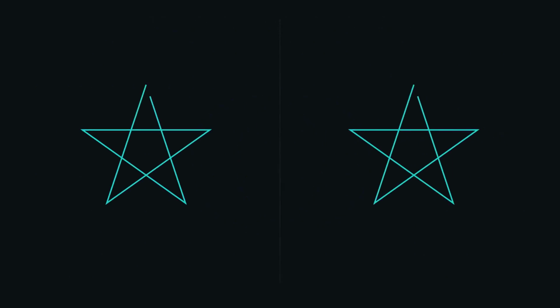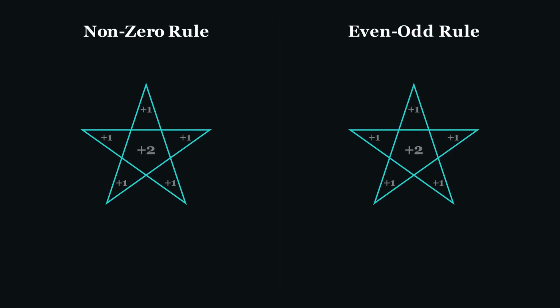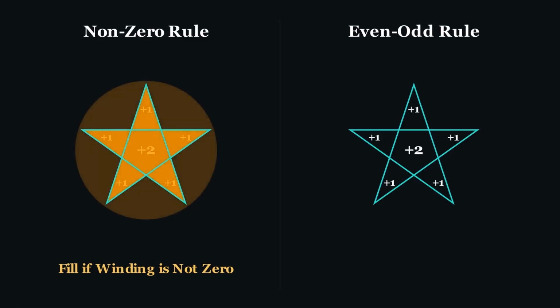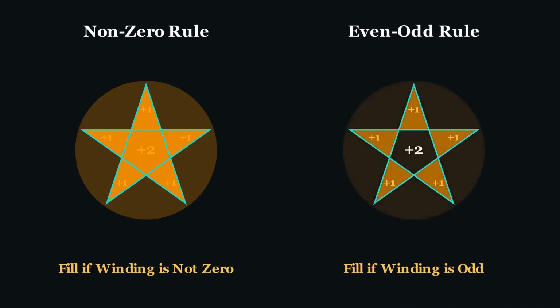Once every pixel knows its winding number, deciding which pixels to color comes down to a simple choice of fill rule. Under the standard non-zero rule, any pixel with a winding number other than 0 is filled with color. The central core of our star, with its count of +2, lights up brightly alongside the outer points. But in font design and vector tools, you will often encounter the even-odd rule, which colors a pixel only if its winding number is odd. Here, +2 is even, so the core stays empty. 2 different design choices, both powered by the exact same underlying integer count.